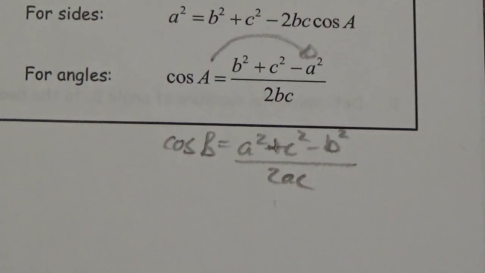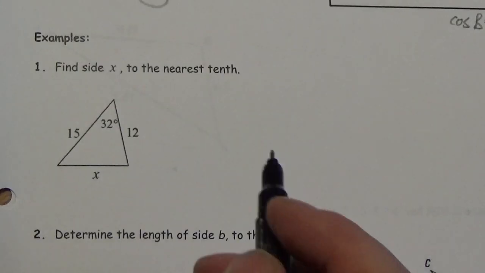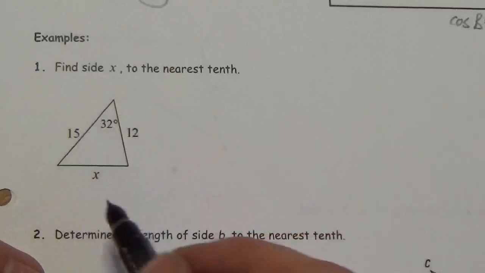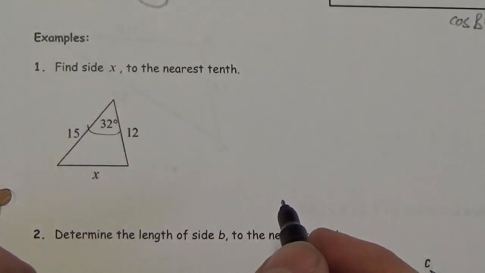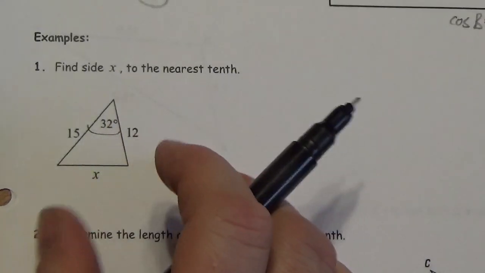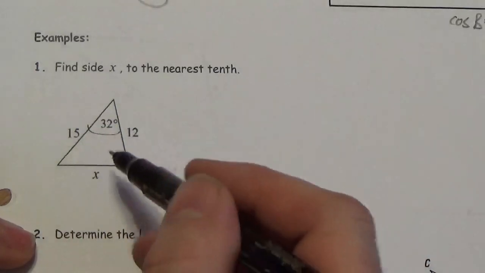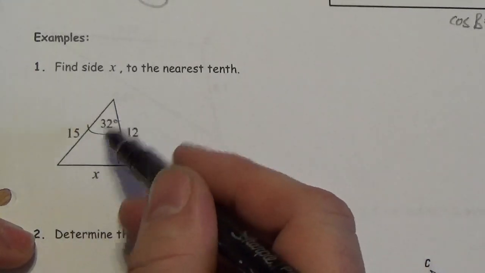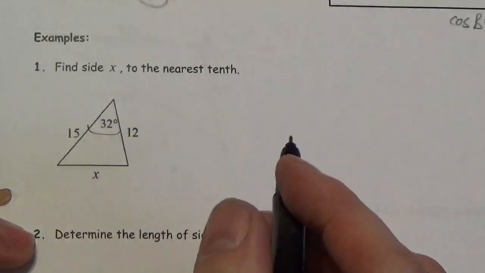Okay, let's take a look at some examples and see how this works. In our first problem, we're being asked to find side x to the nearest tenth. I've got this angle here, 32 degrees, and these two sides are next to it. I know this isn't a right angle triangle, I can tell by looking at it, so I can't use SOHCAHTOA here. And because I don't have an angle and the side opposite it, I'm looking for the side opposite, but I don't have it, so I can't use the sine law.